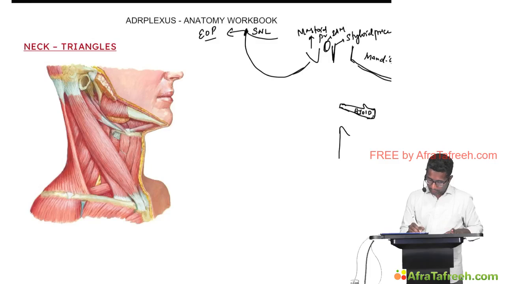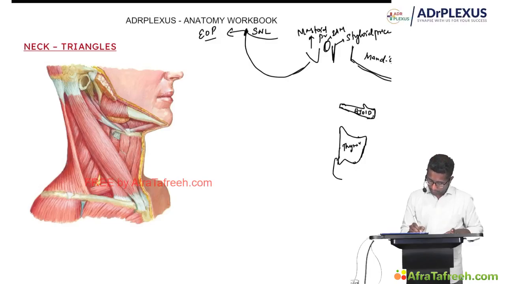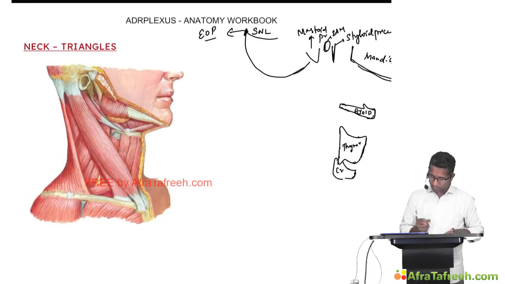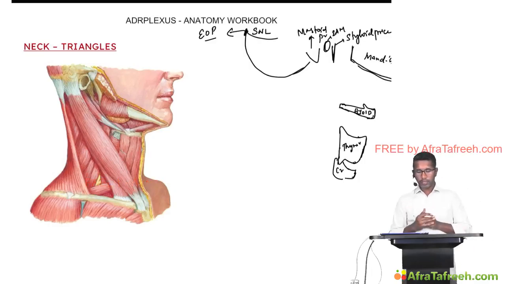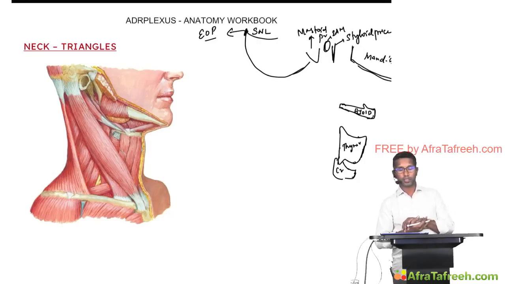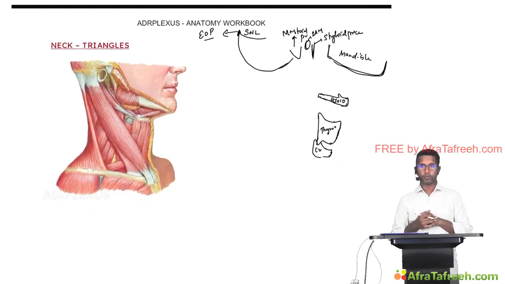So one is called the thyroid cartilage, which is seen here. Running below the thyroid cartilage is this cartilage, which is called the cricoid cartilage. So this is the cricoid cartilage. These are certain cartilages and bones you must know in this area.